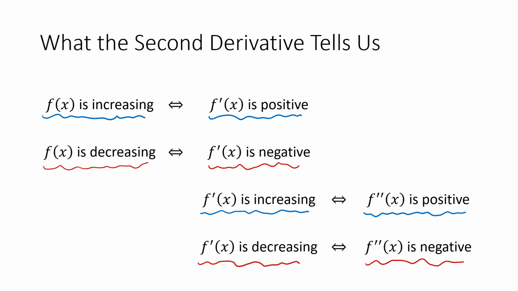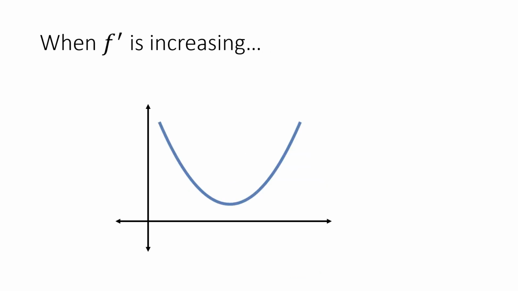So what I want to do is talk about what does this mean? What does it mean to say that f prime is increasing or that f prime is decreasing? What does that look like on a function? So here's a function where f prime is increasing. Let's think about why that is. So over here on my function, I've got a big negative slope. So that tangent line is pretty steep and it's got a negative slope.